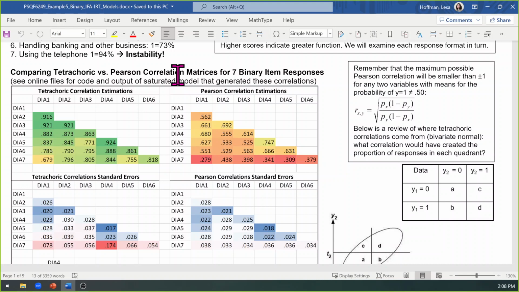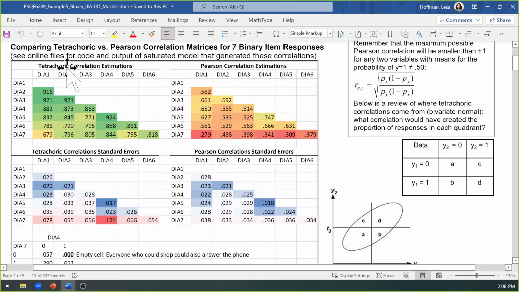So we see quite a bit of difference between what the estimated tetrachoric correlations are and Pearson correlations. And tetrachorics, do we need to talk about that again? Would that be good?